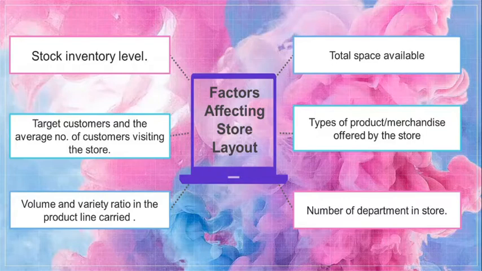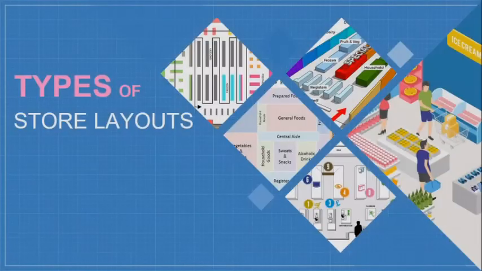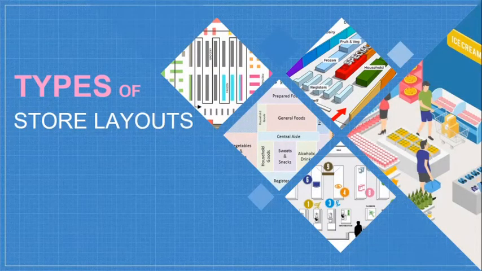So number 1, stock inventory level. 2, target customers and the average number of customers visiting the store. 3, volume and variety ratio in the product line carried. 4, total space available. 5, types of product or merchandise offered by the store. And 6 is the number of departments in store. So now, let us proceed to the types of store layouts.